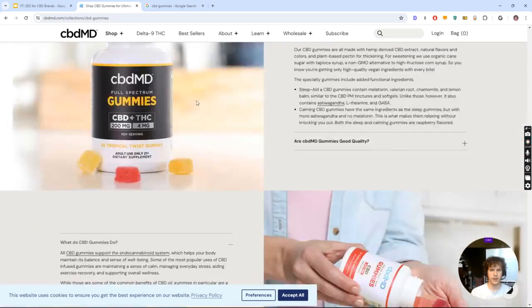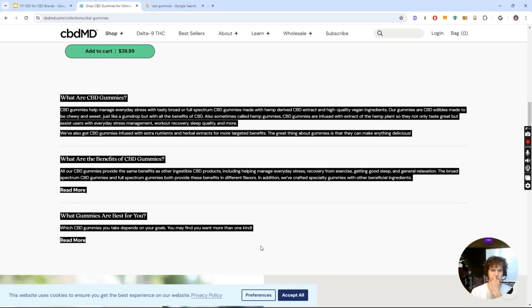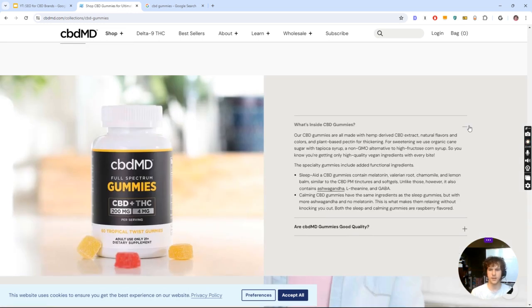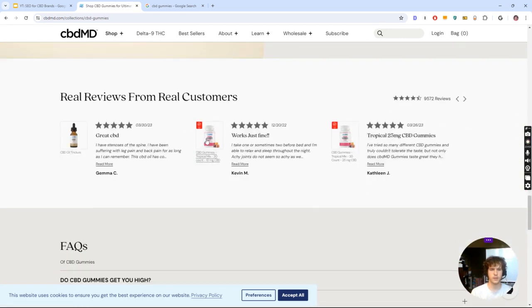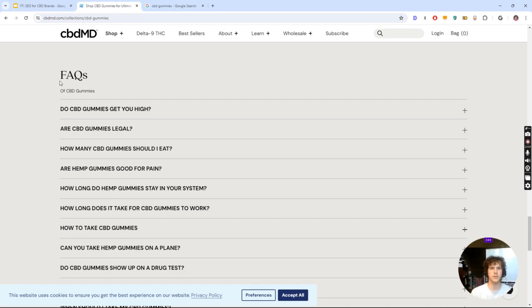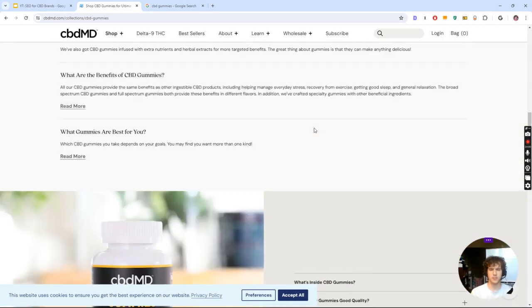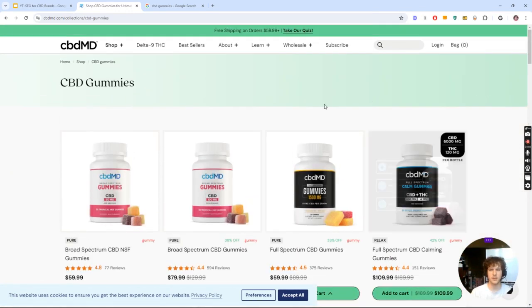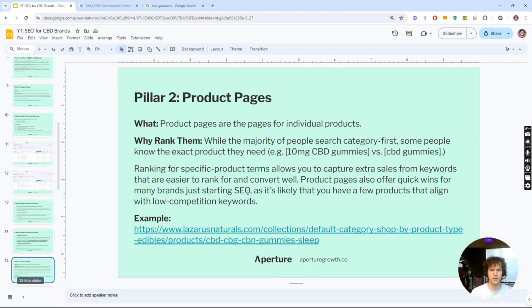And then down here, they have a long description and FAQs. So they're answering different questions about CBD gummies, and they're answering more questions down here. Also they have reviews on the category itself, and then FAQs right here. So this page is pretty well optimized, but the main thing is I'm just showing you where the different elements of a category page are going to live. So yeah, that's category pages.